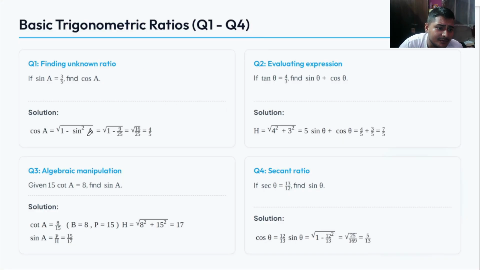In other terms, we know 1 minus sine square A equals cos square A.